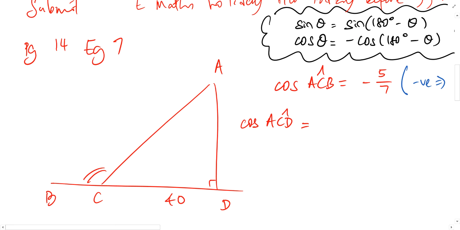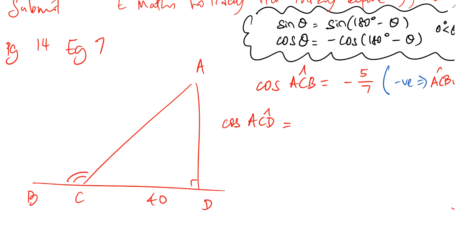Page 14, example 7. Now, the first part, A, find cosine ACD. Part A, cosine ACD over here. How do we approach that? Find ACD first. Okay, so this is your approach.